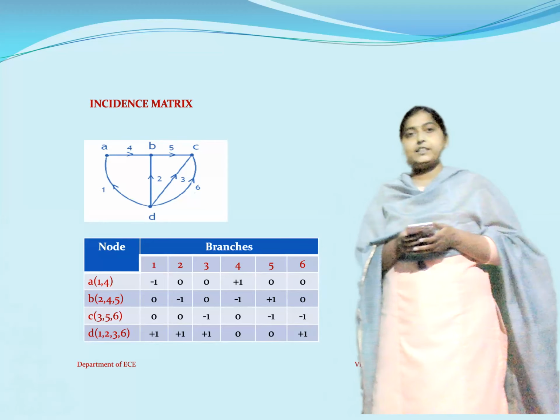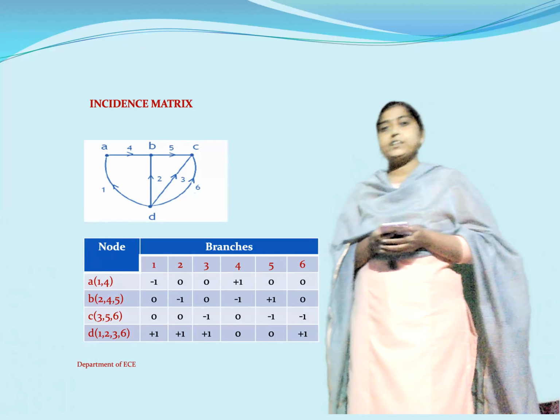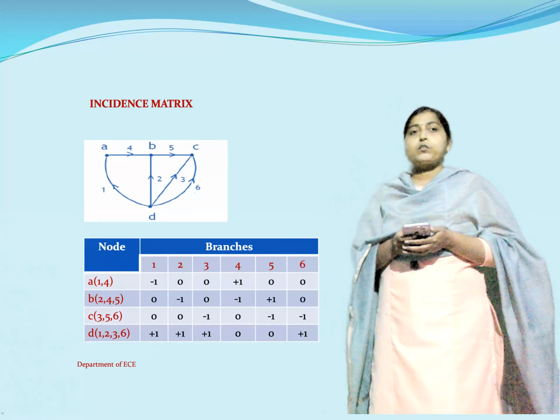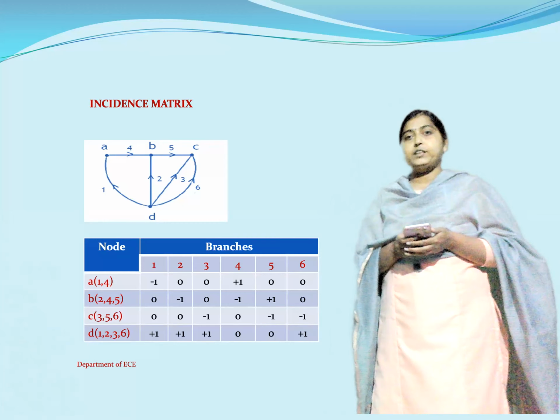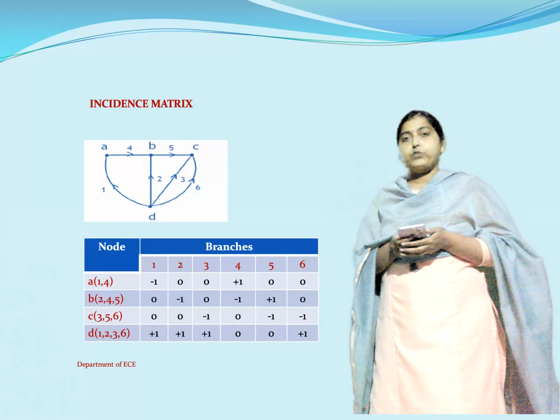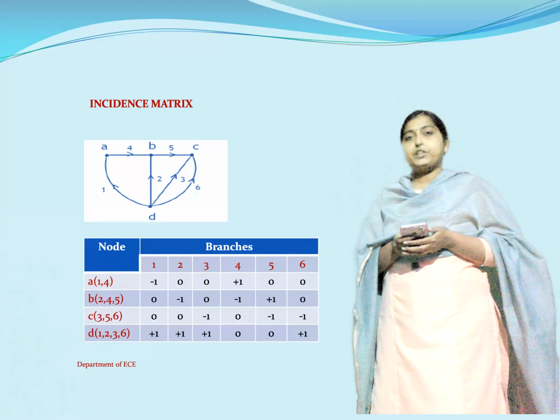In the previous class, we discussed network topology basic concepts. We discussed the terms required to understand network topology in a better way: what is a node, what is a mesh, what are branch currents, and what are branch voltages, right?